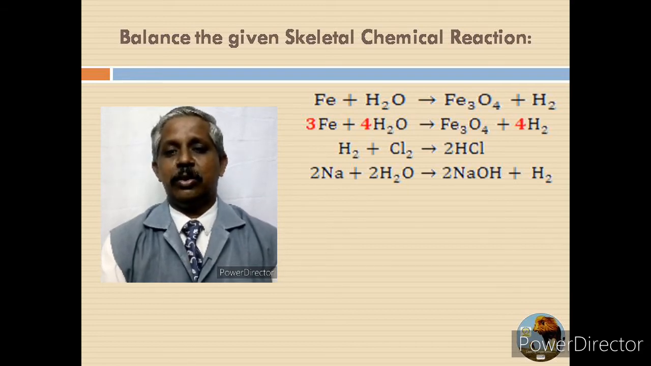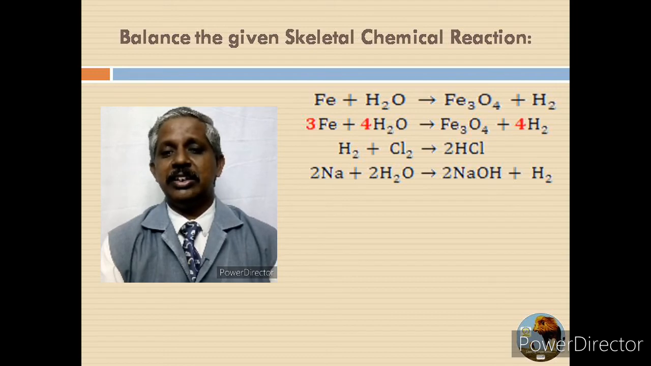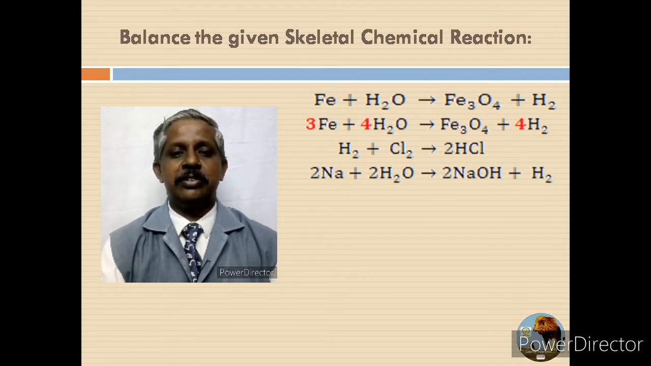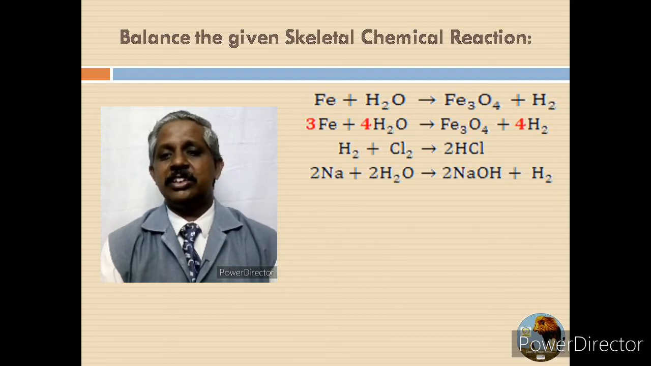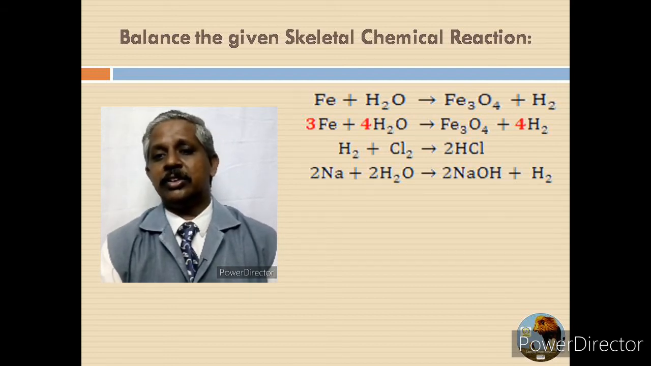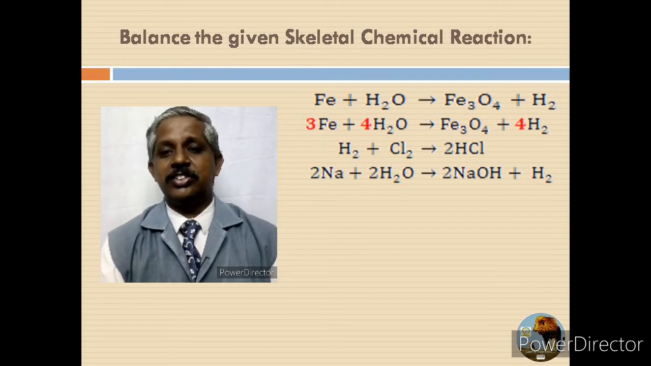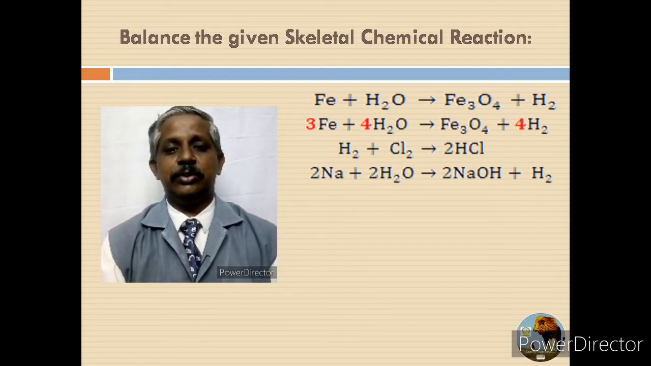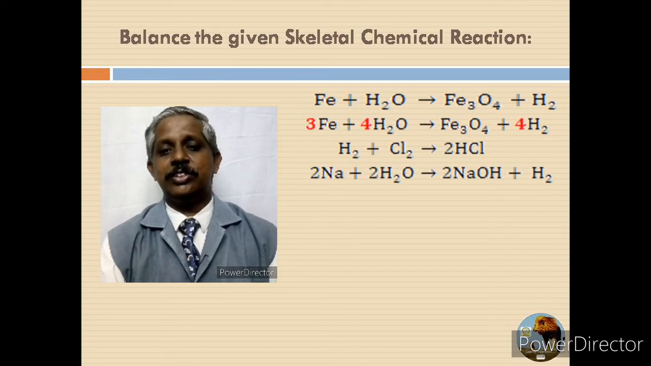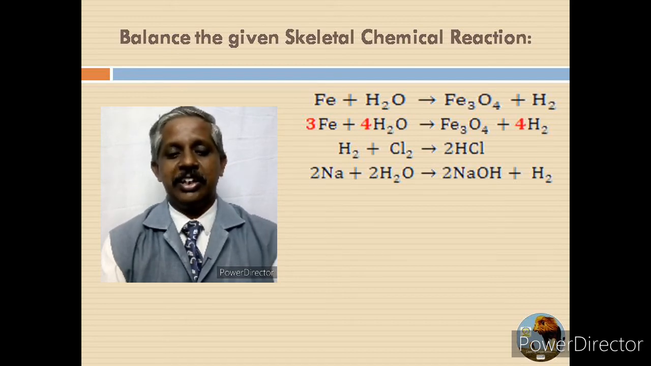Let me concentrate on the few numbers over here. Fe3O4, where Fe needs 3, so on the left hand side I put 3 Fe. And if you check this H2, I have to put 4 here, so that on the left hand side it becomes 4. And look at the oxygen number over there, which is nothing but 4. It got balanced easily. Similarly, you go to H2 plus Cl2, which gives 2HCl. Then 2Na plus 2H2O gives 2NaOH plus H2.